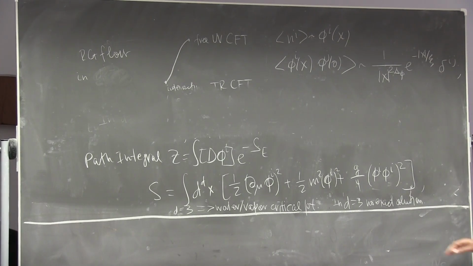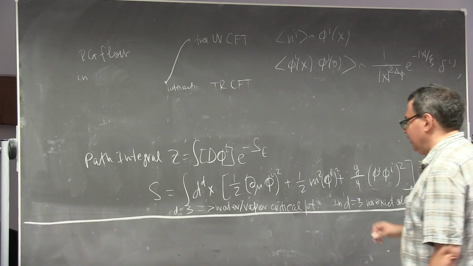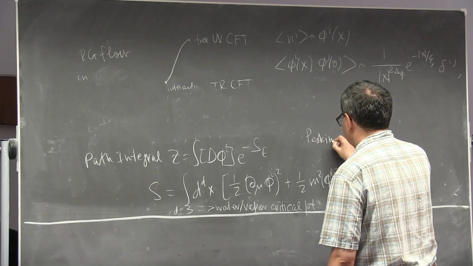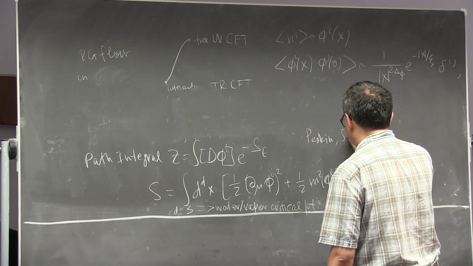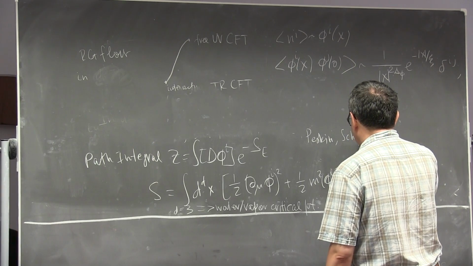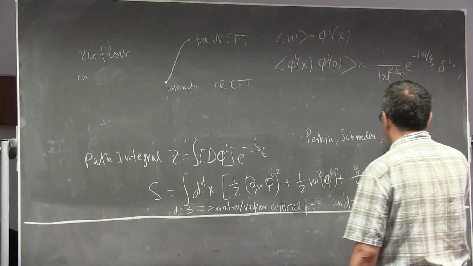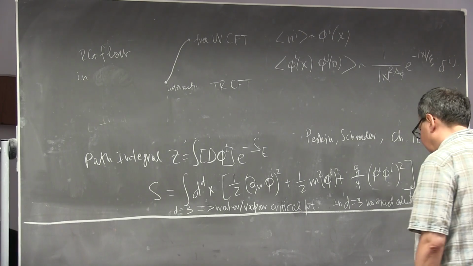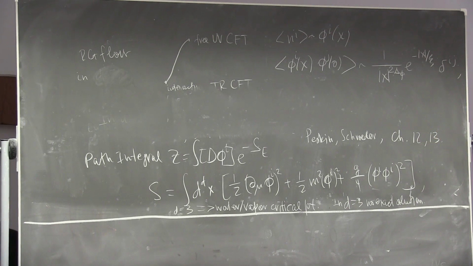And this is a sufficiently important model that it made it to many textbooks. In particular, this model is described in Peskin and Schroeder, chapter, I think, 12, 13. And there was tremendous exploration of this model in the 70s, right?